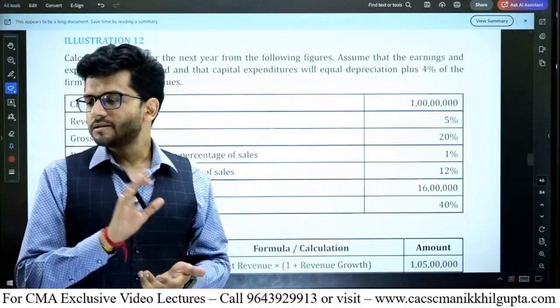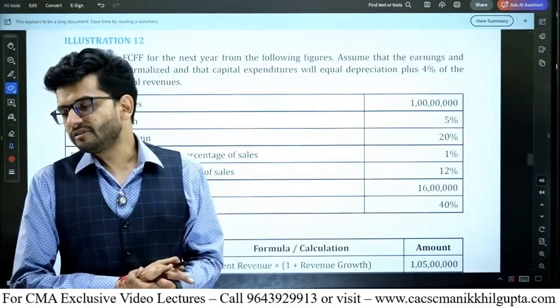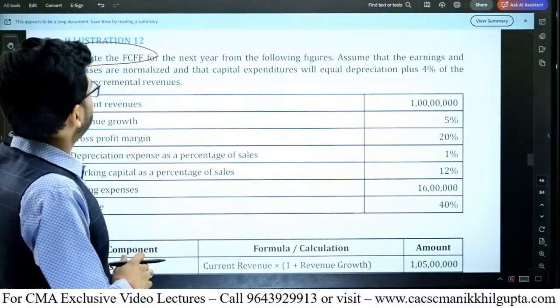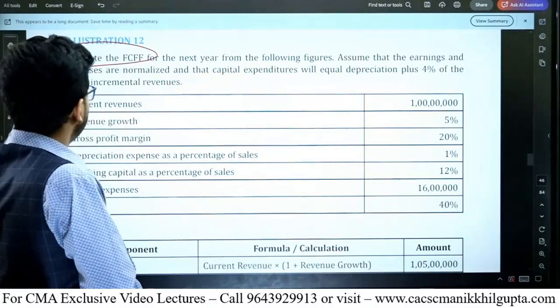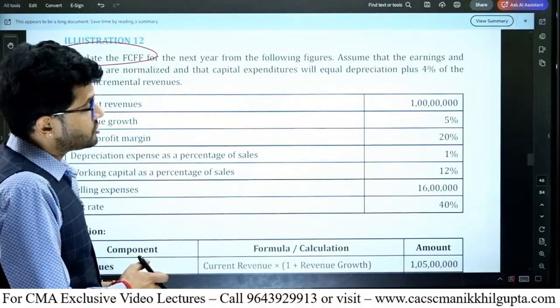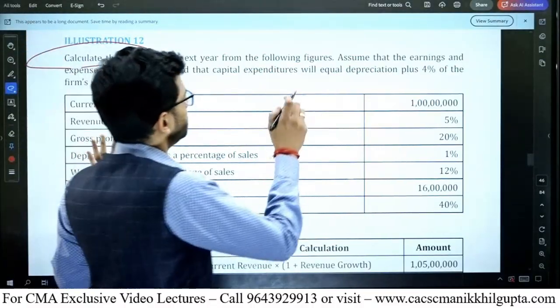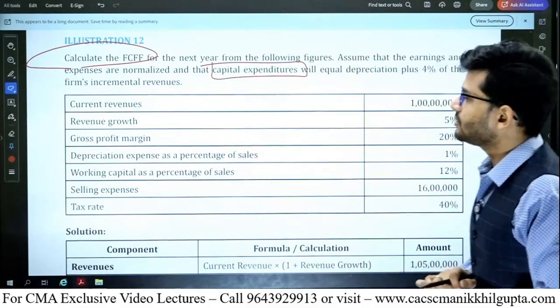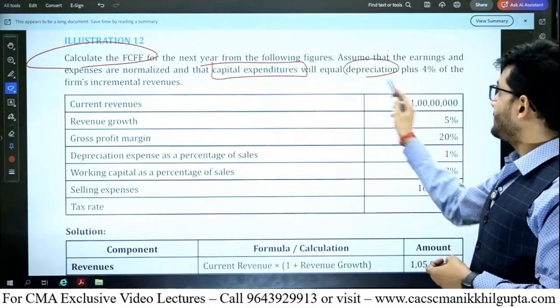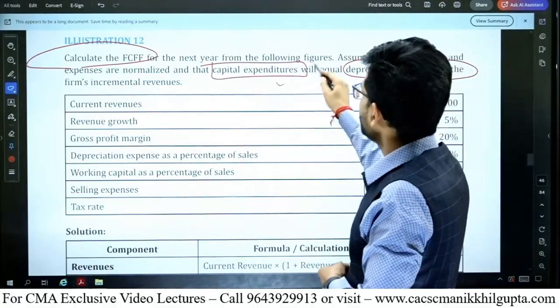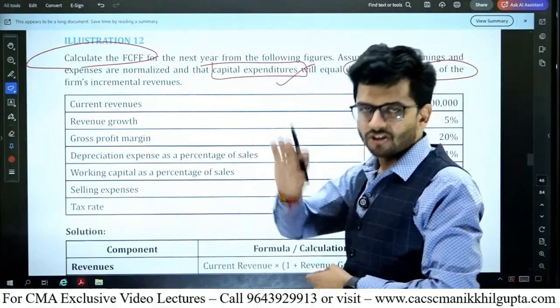Nothing critical, no point is difficult. It's just a calculation of the free cash flow from the firm. So you have to calculate the free cash flow of the firm for the next year from the following figures. Assume the earnings and expenses are normalized and that the capital expenditure equals the depreciation plus 4% of the firm's incremental revenue. So the catch is just that capital expenditure is to be calculated using the depreciation plus 4% of the incremental revenue. That is the formula which is used to calculate the capital expenditure. That's the only catch in this question.